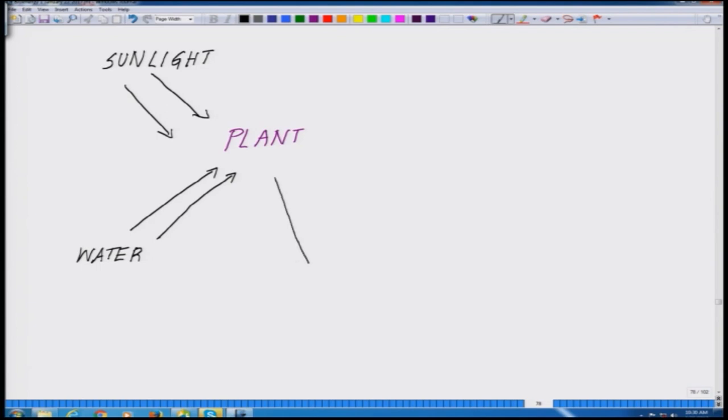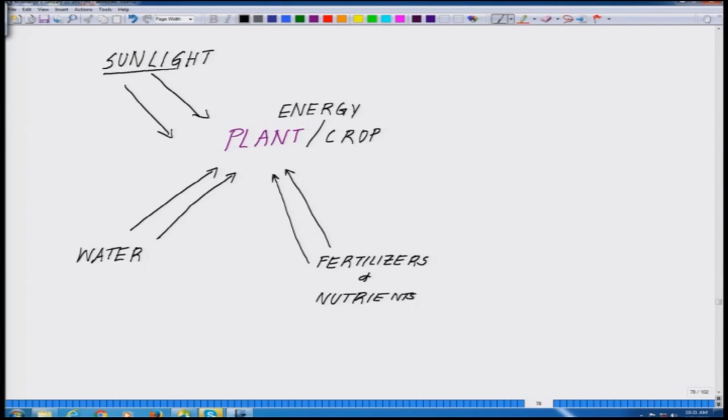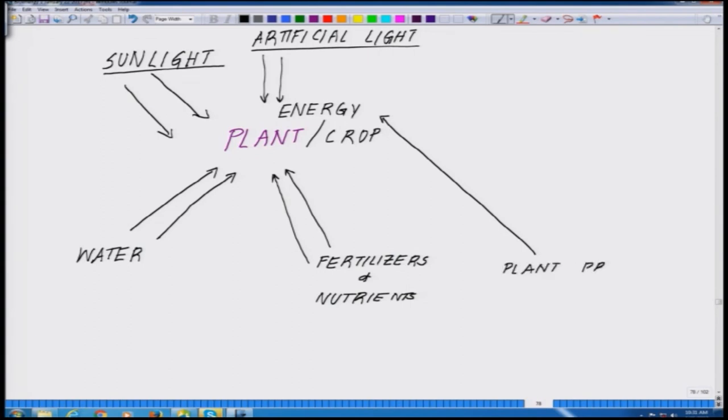Then in terms of growing the plant or the crop, I'm just putting energy plant or energy crops, you need fertilizers and nutrients. Now, even with the sunlight, there may be a situation where you may have to do it indoors. So you need a different kind of setup, say, if you have to use artificial light. After this, you need to spend on plant protection measures in terms of attack from pathogens and other microbes.